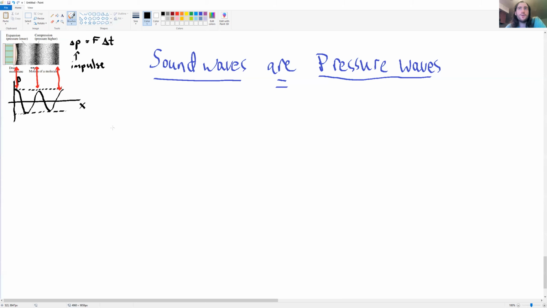What about if you were to, let's say, pluck a string on a stringed instrument like a guitar or a violin? Is the wave going to look different, or is it going to be the same? So that's the question. If you were to pluck a string on a guitar, would the pressure wave here look any different?